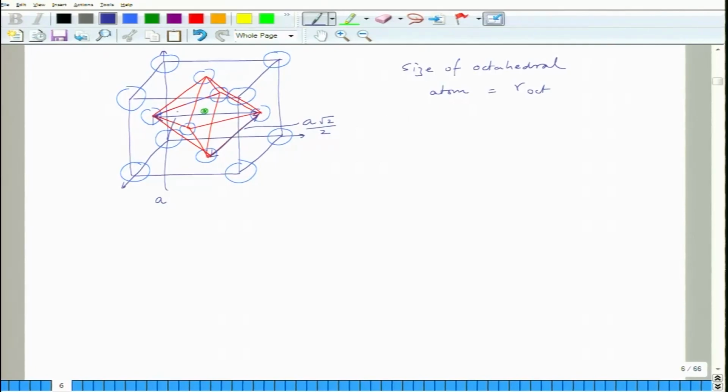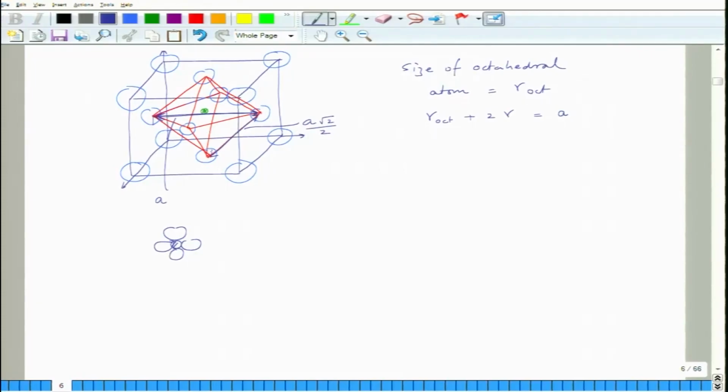Since these atoms are not touching each other, you will have a situation like this. You will have an atom sitting here, a smaller atom here, you will have an atom here. Okay. So you can say that R oct plus 2R, let's say just R, is equal to A. And what is the relation with respect to R and A?